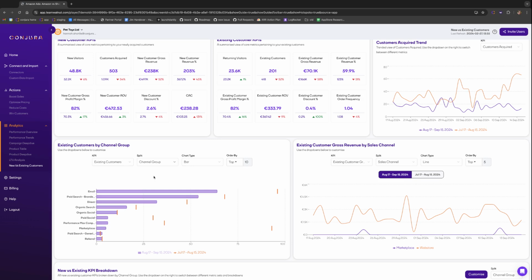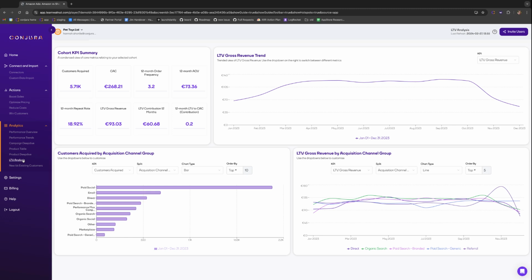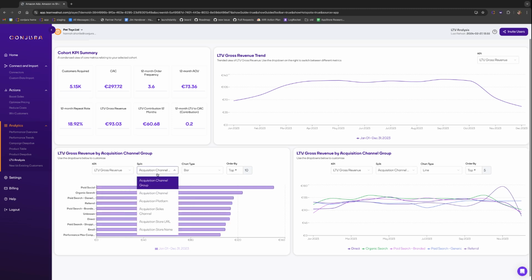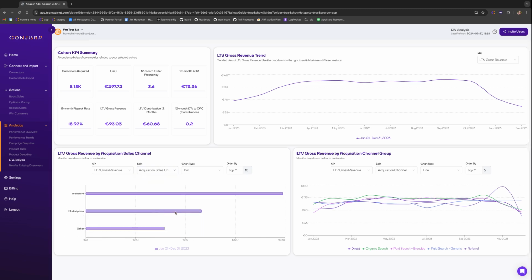So one more thing is the LTV dashboard is a great place to see how that impact of customer loyalty builds up over time, because this is kind of stacking up the whole customer's lifetime. So I'll just quickly look at LTV gross revenue by sales channel. And again, I'm seeing that my web store, my D2C or Shopify has a much higher LTV than my marketplace or Amazon orders.